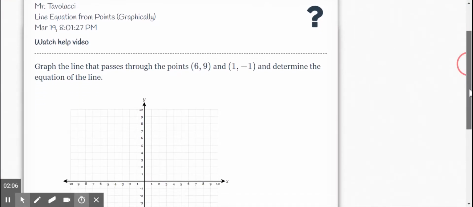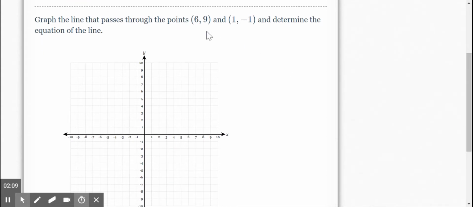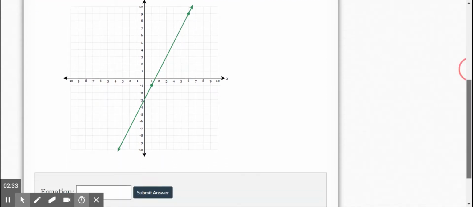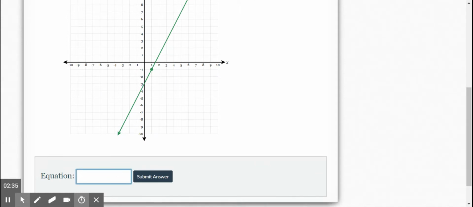Do a couple of these. Let's see. Again, we've got 6 comma 9. That's going to be way up here. And we've got 1, negative 1. This looks like a steep sloping line here. It looks like we're going up 2 over 1, up 2 over 1, up 2 over 1, up 2 over 1. So that to me looks like we've got a slope of 2. Y equals positive 2x, and it looks like we run through the y-axis at negative 3.